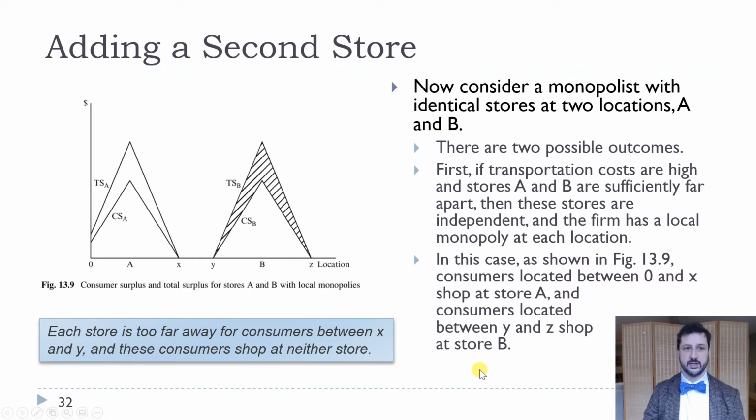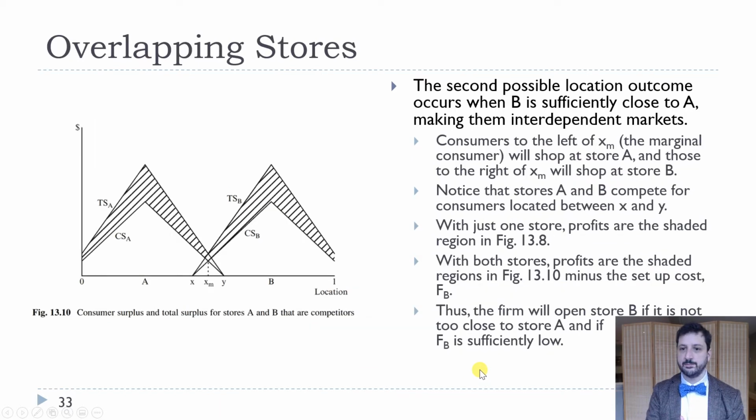The other possibility is that there's overlap. This is the example where there's overlap. Anybody between 0 and X gets more consumer surplus from buying from store A, so they're definitely going to buy from A. And anybody from Y to 1 gets more consumer surplus from going to B, so they're definitely going to go to B. But people between X and Y could get positive consumer surplus from going to either store, right? And the indifferent consumer is located here at XM.